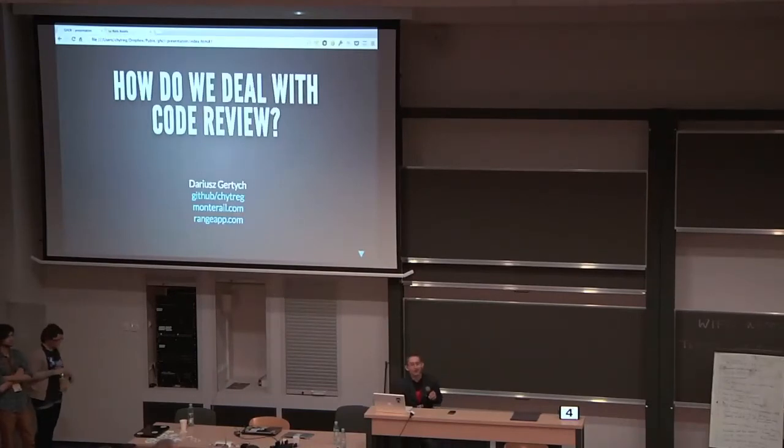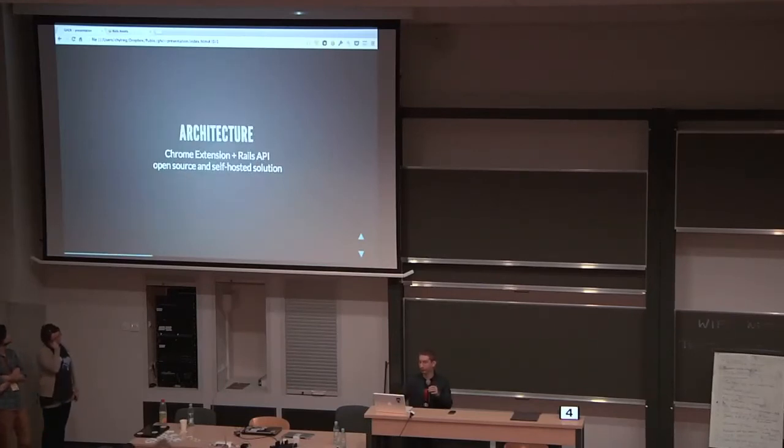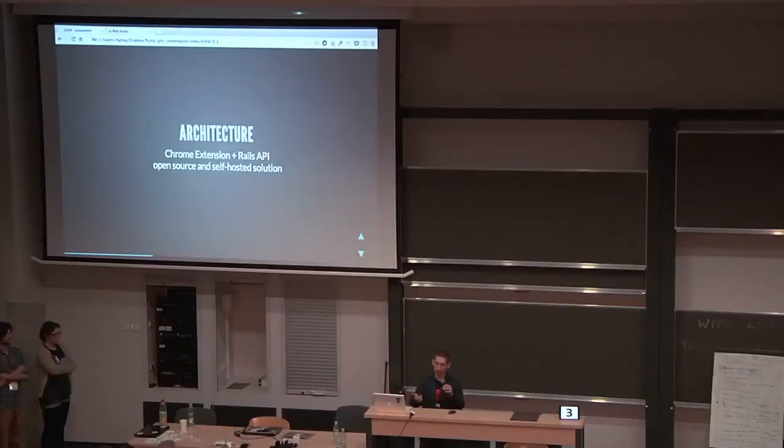In Monterrey, we created a tool that we call GitHub Code Review, GHCR for short. The architecture is a Chrome extension and a Rails API. It's an open source and self-hosted solution. It's seamlessly integrated into the GitHub layouts. And on a GitHub hook, it records the commit data on the API endpoint.